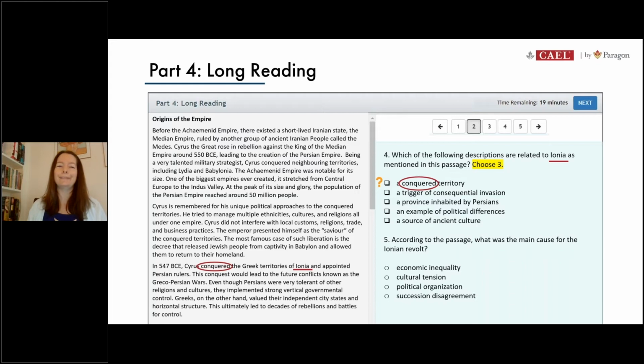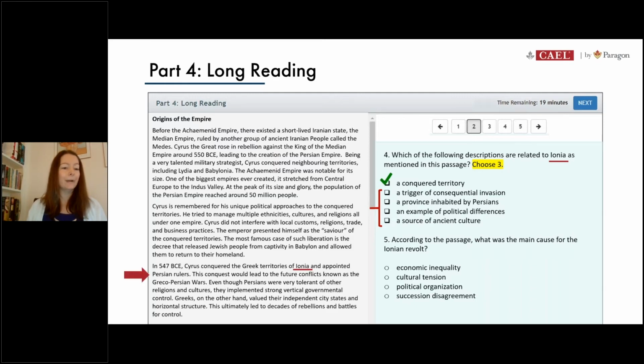Remember, I'm trying to find a phrase that relates to Ionia. So in the text, I read that Cyrus conquered the Greek territories of Ionia. So clearly then, the descriptive phrase, a conquered territory, relates to Ionia itself. So I've made quick work of this question. I've already found 1 of the 3 correct descriptive phrases. So I'm going to continue now. I've got 2 more answers to find from the remaining 4 on the test.